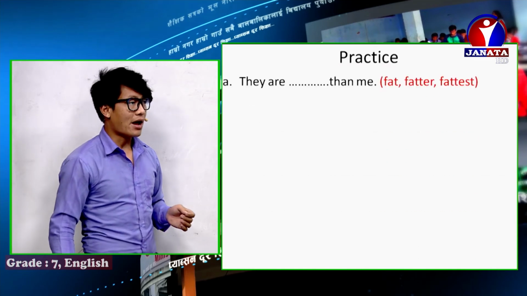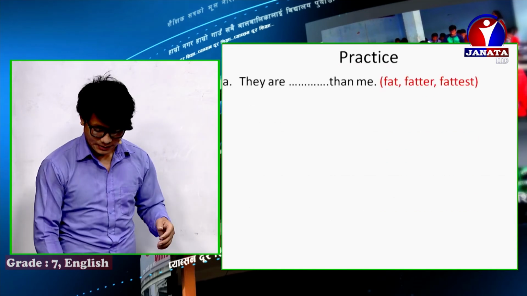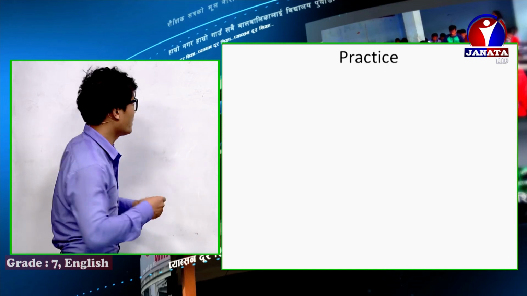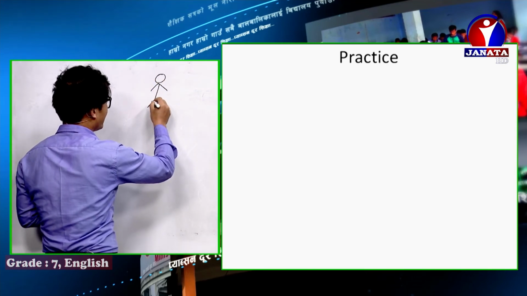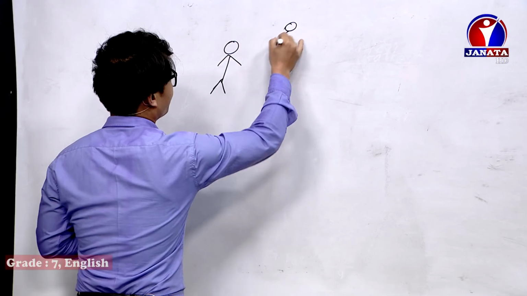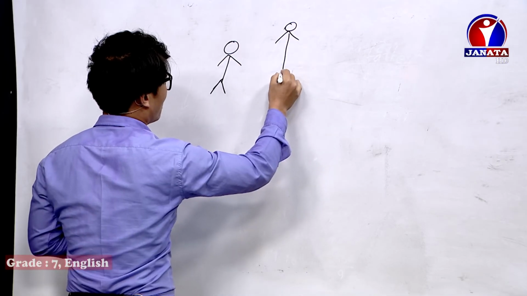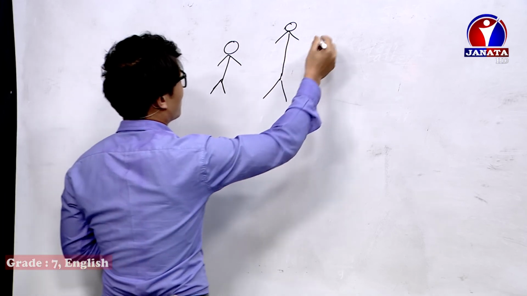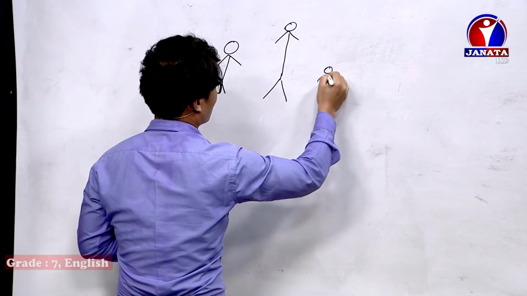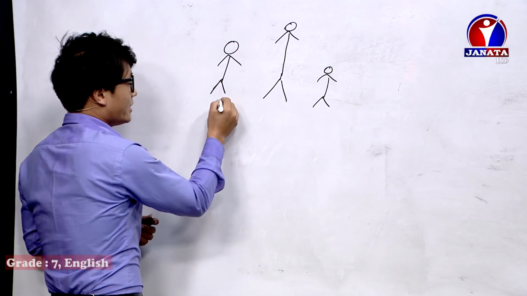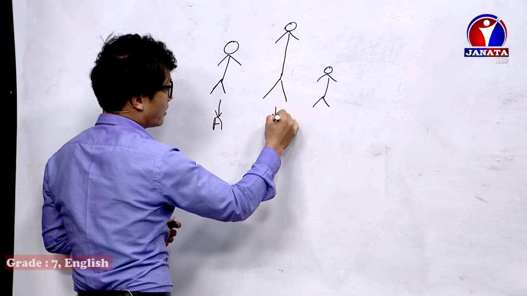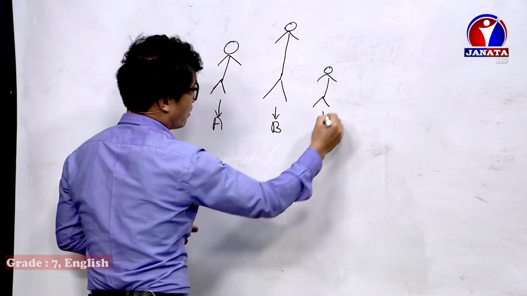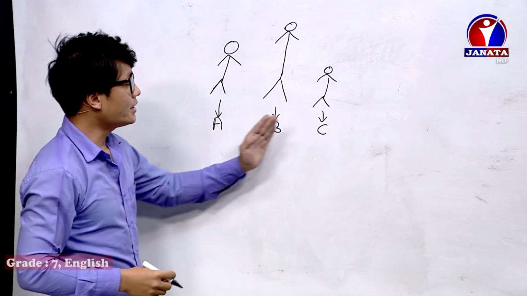Now let's have a practice. First of all, before practice, I want to draw some pictures. Let me draw the stick man. Oh, it's so tall. His name is A, B, C. Okay, A, B, C.